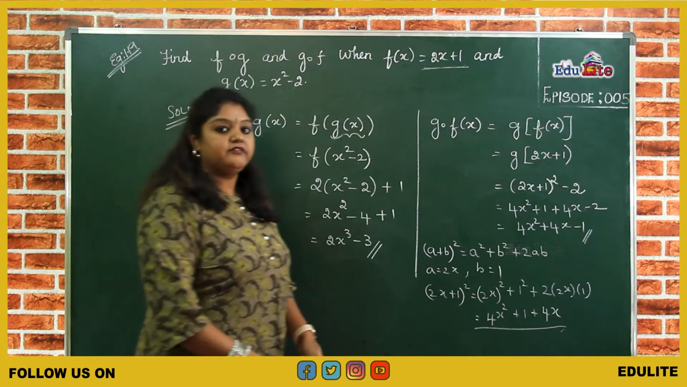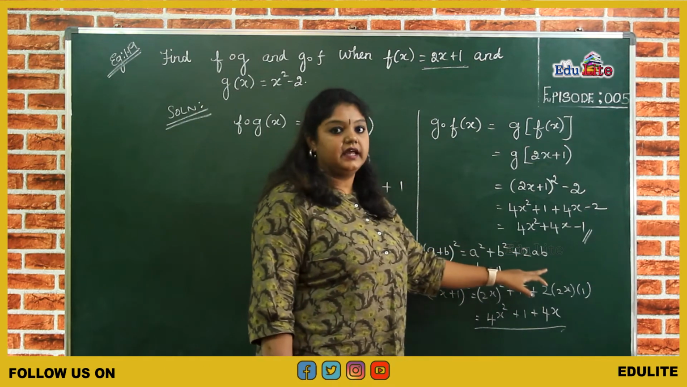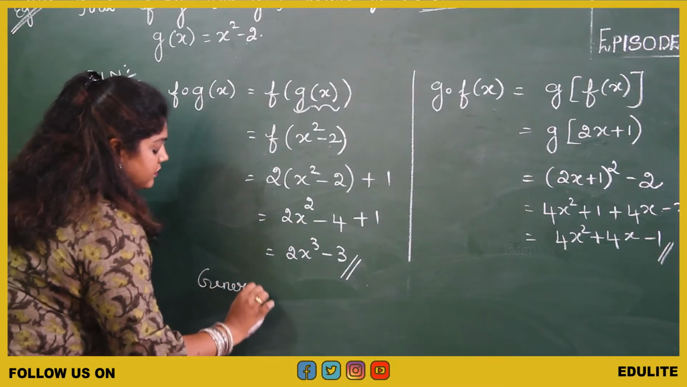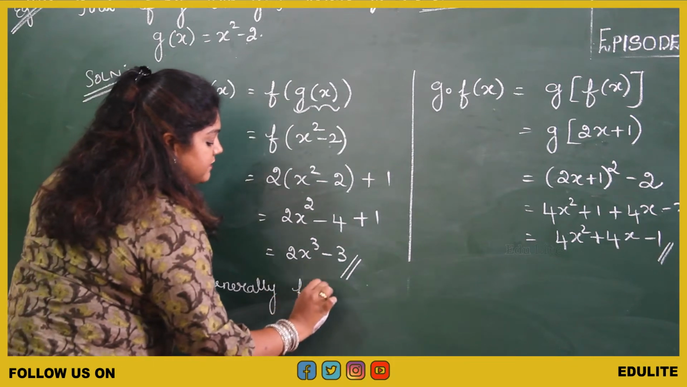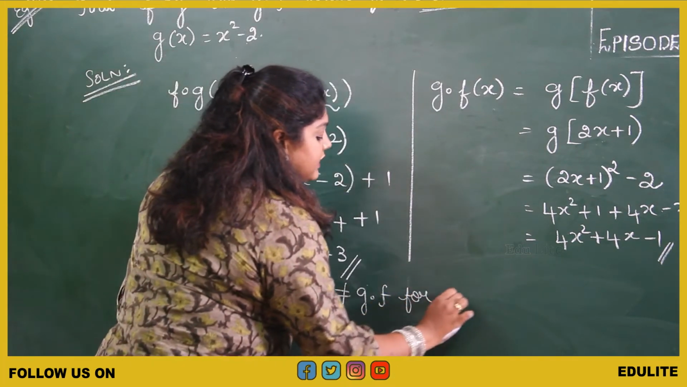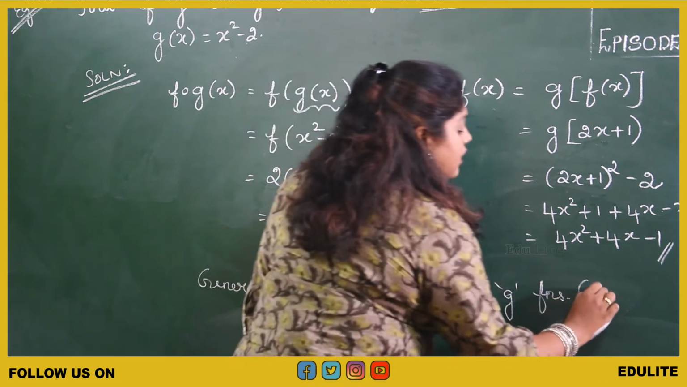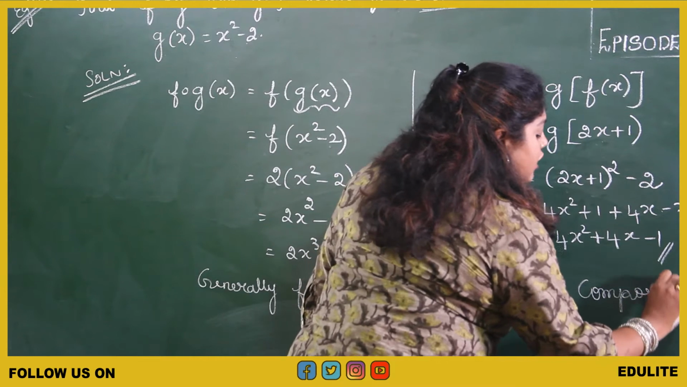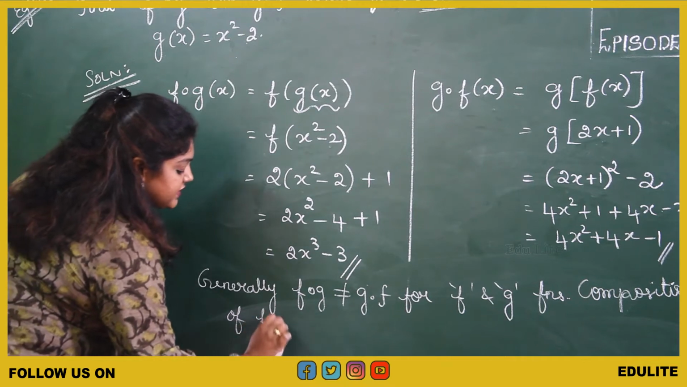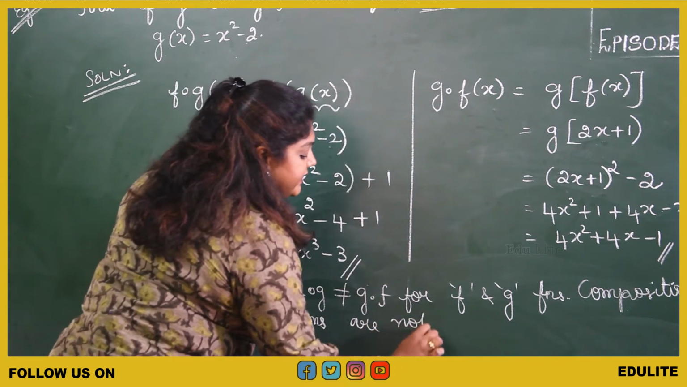So in this problem itself, we can note that f composite g will not be equal to g composite f. In general, f composite g will not be equal to g composite f for functions f and g, which means generally we can say that composition of functions is not commutative.